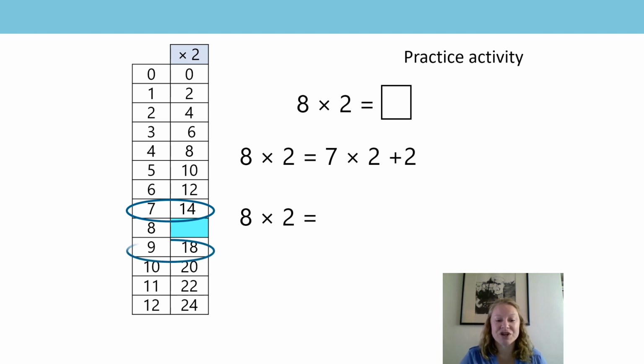And if we're going to use 9 2s are 18 to help us, then we know that we're going to need to get rid of one group of 2 because it's 2 too many. Okay, so that should help you to realise that 8 2s are 16. Well done if you spotted that pattern. We're going to carry on looking at patterns now.